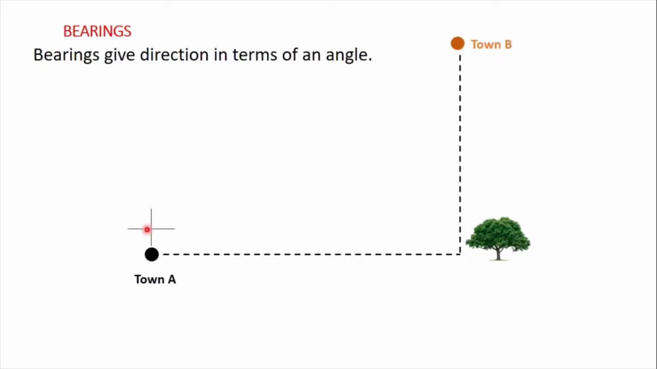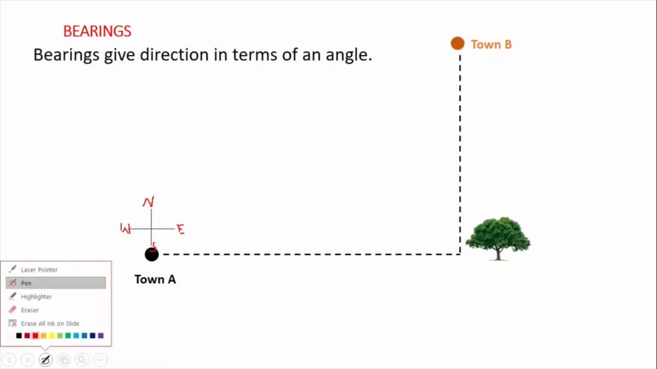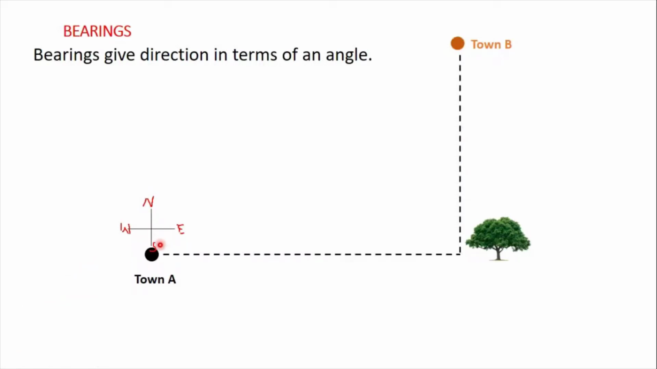All we need to do is to draw our 4 cardinal points on town A. We know our 4 cardinal points from GHS. That is north, then here will be south, here will be west, and here is east. So these are our 4 cardinal points on town A. So Mr. Kofi is at town A, and these are our 4 cardinal points. What we will need to know is the angle that Mr. Kofi will have to turn when he is at town A.